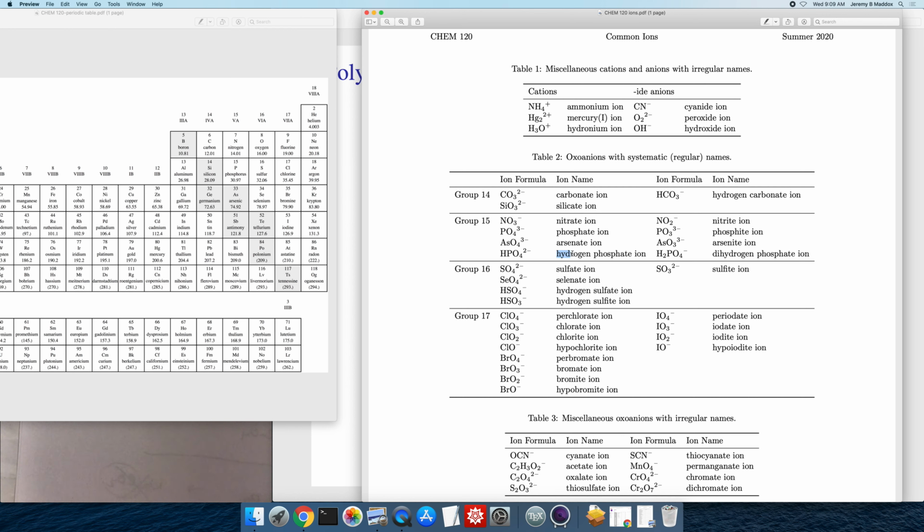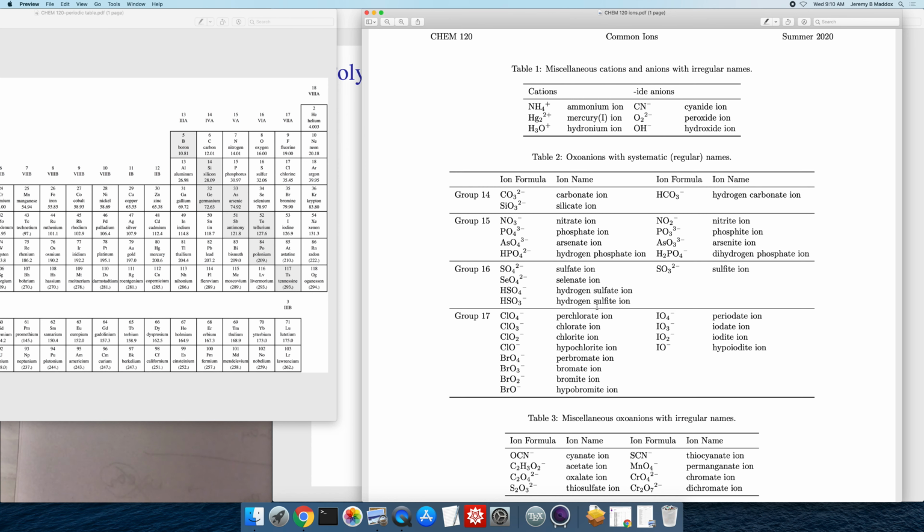And we now call this the hydrogen phosphate ion. You can add another proton to this, and that's going to give you the H2PO4-, and that we call the dihydrogen phosphate. Down group 16, we've got sulfate and sulfite, selenate. You can add a proton to the sulfate to give you the hydrogen sulfate ion. You can add a proton to sulfite to give you the hydrogen sulfite ion.